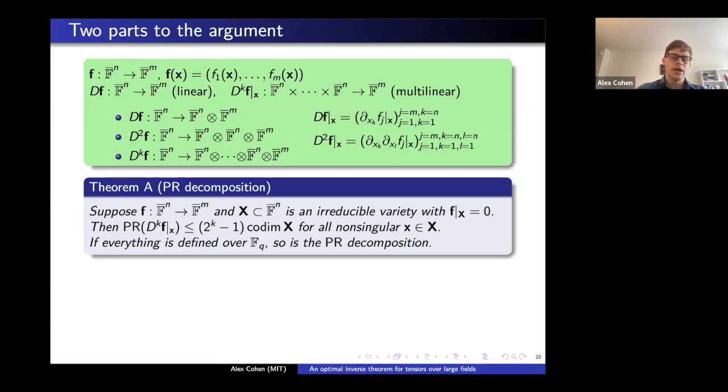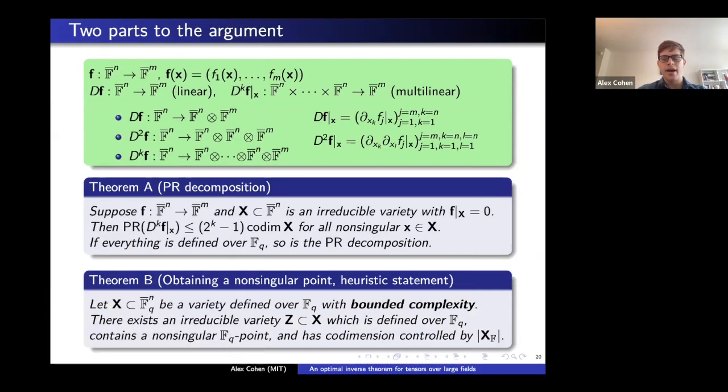Okay, and so the way this theorem works is inductively. So we start by proving this just for the first derivative, and then using this partition rank decomposition, we differentiate the partition rank decomposition from the last step to get the partition rank decomposition in the next step. And if everything is defined over FQ, meaning f is defined over FQ, x is defined over FQ, the non-singular point is defined over FQ, then so is the partition rank decomposition that we obtain. Okay, so that's theorem A, which is analogous to the theorem I wrote in the last slide.